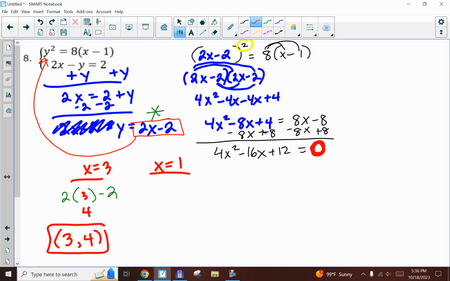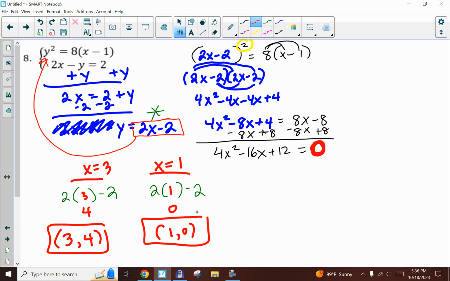First answer. Second answer, same thing. We're going to go ahead and put 2 parentheses minus 2, and then I'm going to stick in 1. So 2 times 1 is 2, 2 take away 2 is 0. So my final answer here is, when I put in 1, it gives me 0.